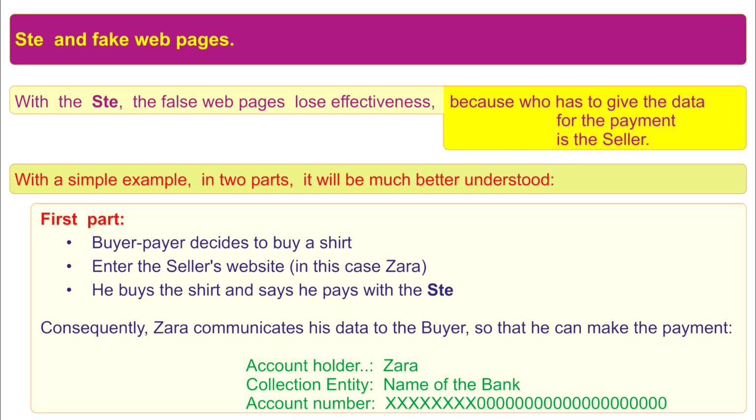First part. The buyer-payer decides to buy a shirt and enters the seller's website, in this case Zara. He buys the shirt and says he pays with the STE. Consequently, Zara communicates its data to the buyer, so that he can make the payment. In this case, the account holder is Zara.